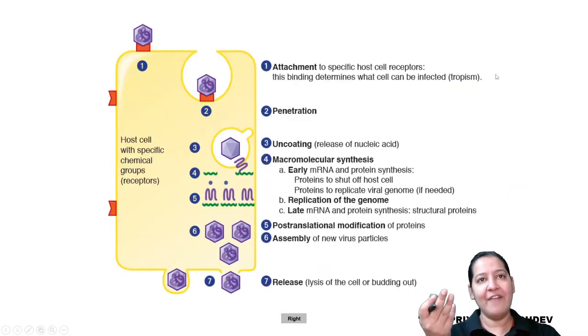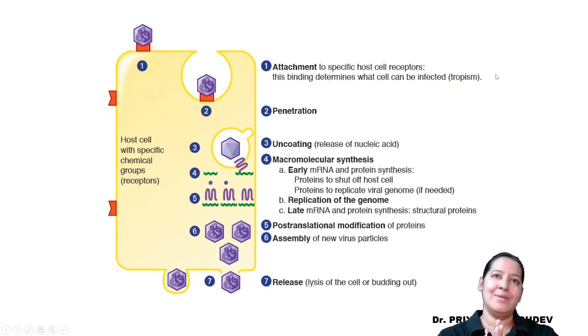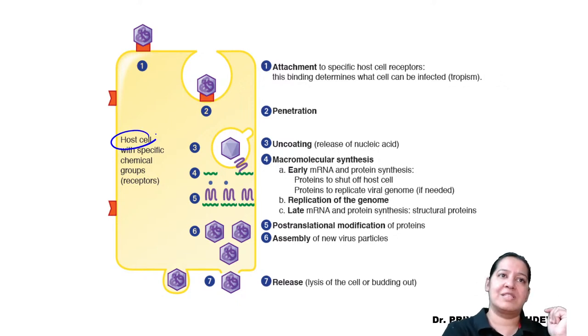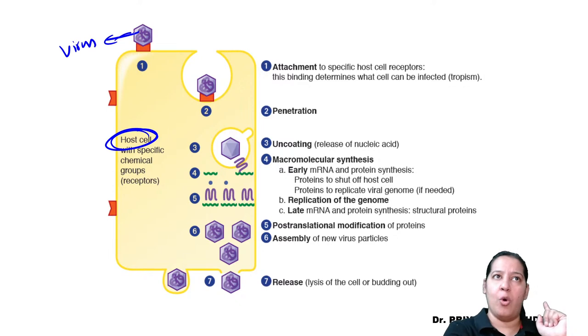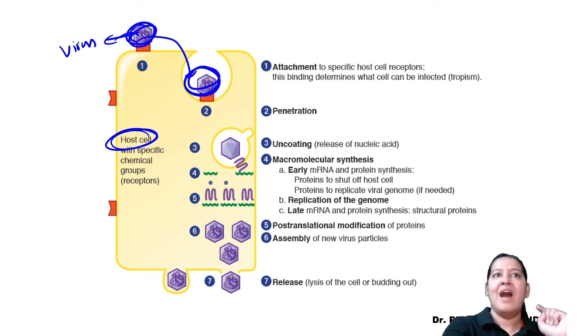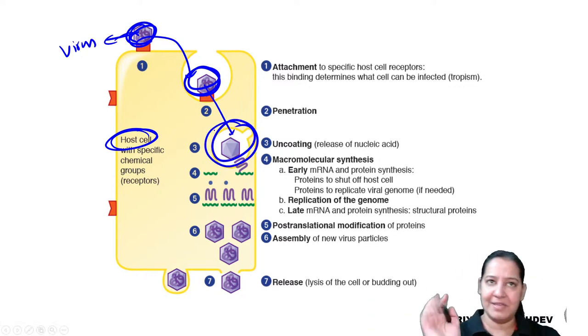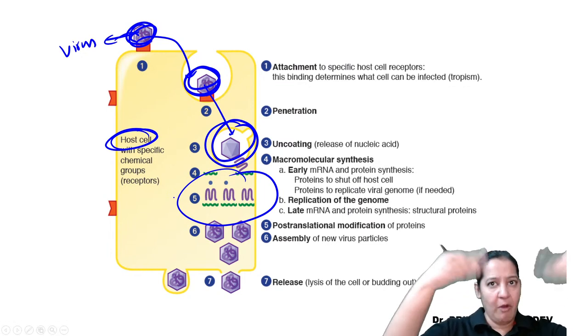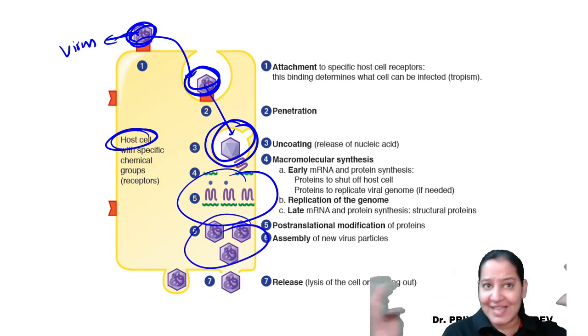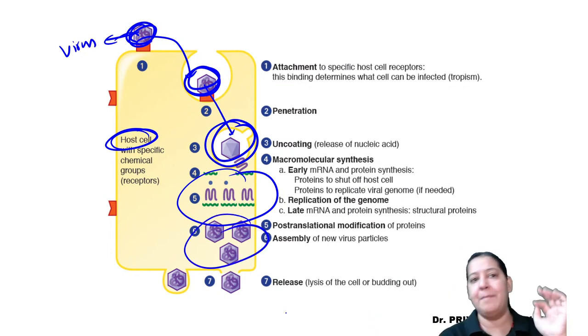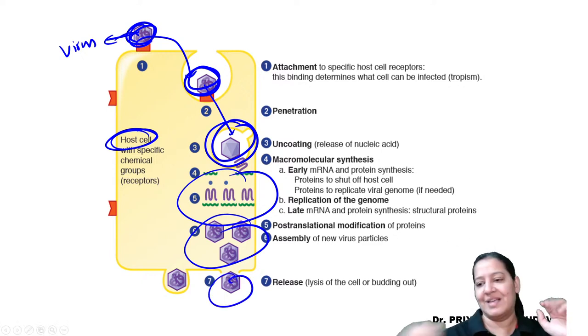I have told you the replication of the virus. Can you see the diagram? The yellow color is the host cell and this is the virus. The virus enters inside the host cell. First it attaches to the host cell, then it penetrates inside. After penetrating, it does uncoating, where the nucleic acid and capsid separate. Then it multiplies, forming multiple copies, and then the nucleic acid and capsid assemble again, and then it is released. You know the six steps, right?